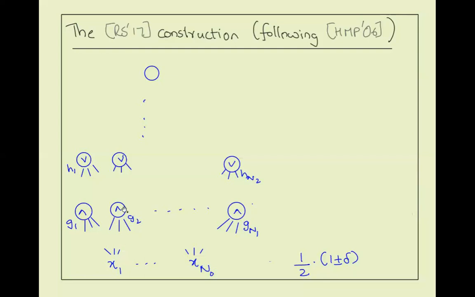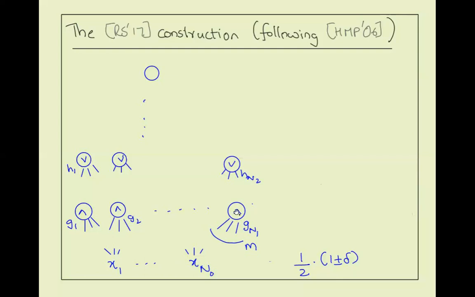And so now what happens at layer 1 of the circuit? Let's imagine that each of the AND gates at layer 1 is a gate of fan-in M. The way we're constructing this circuit right now is a randomized construction. Each AND gate chooses M of these variables at random and makes those its children.